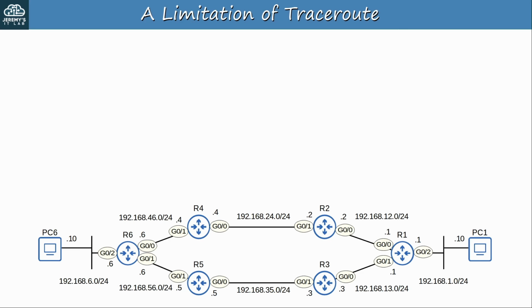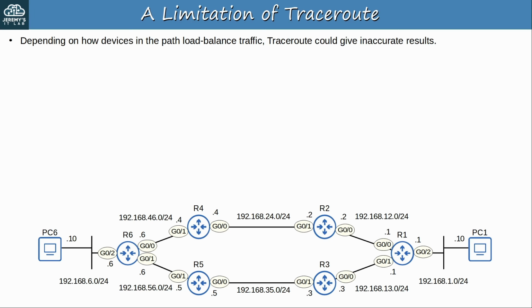Finally, let's look at an interesting limitation of traceroute. There are other limitations. For example, some devices will simply refuse to send ICMP unreachable messages, or a firewall might block them. But we'll just look at one limitation. Depending on how devices in the path load balance traffic, traceroute could give inaccurate results.